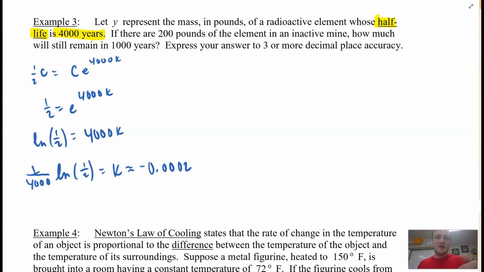Now I'm going to go to the next part. So the next part, they say, is if there are 200 pounds of the element in an inactive mine, how much will remain in 1,000 years? Okay, so I'm going to take my function, y = c e^(kt). So how much is there of the substance? Well, 200 pounds.